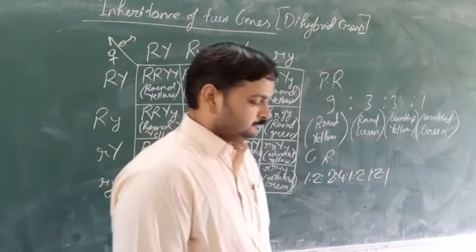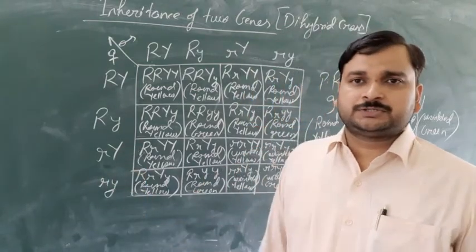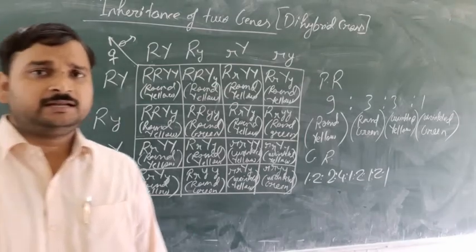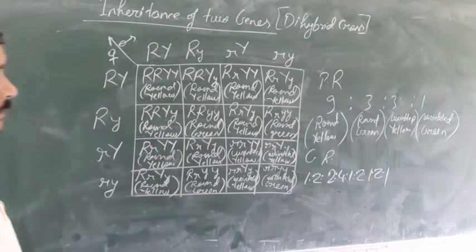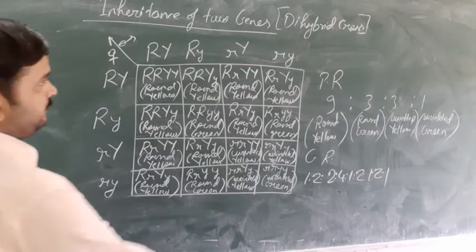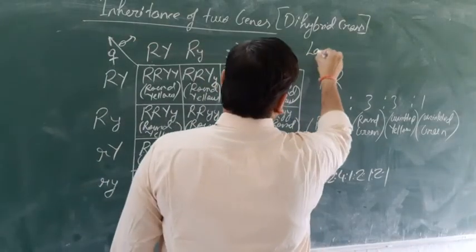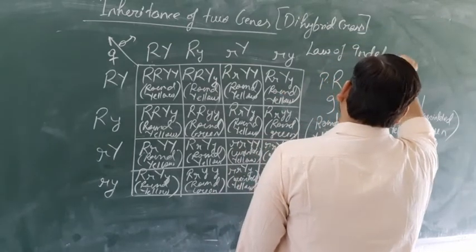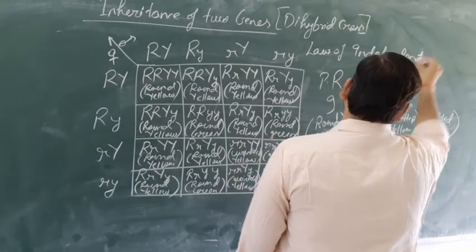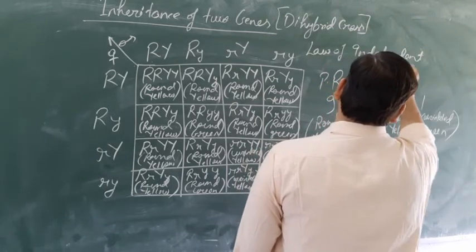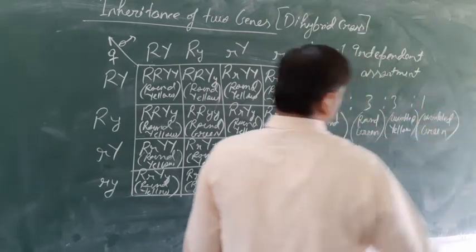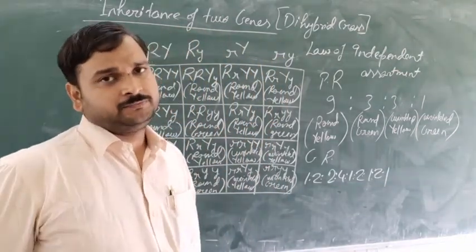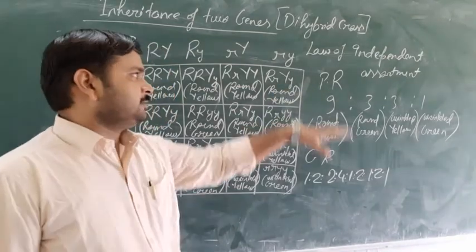Now, on the basis of this cross, Mendel gave a second set of generalization, and he gave a law that is called the law of independent assortment. So this law of independent assortment was given on the basis of the dihybrid cross. What is this law, I will discuss.